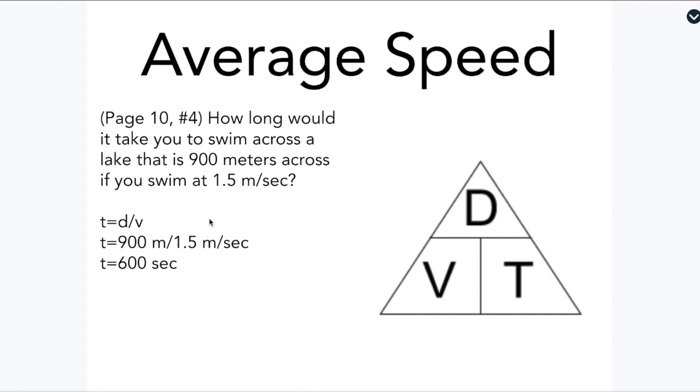When you divide meters by meters per second, the time unit that you are going to get is going to be seconds. And so 600 seconds would be our answer. And I would recommend, just for the sake of simplicity, use whatever unit you end up with and don't try to convert this into minutes or something. That will give you the best answer on Schoology. So there you go. That is how we calculate average speed.